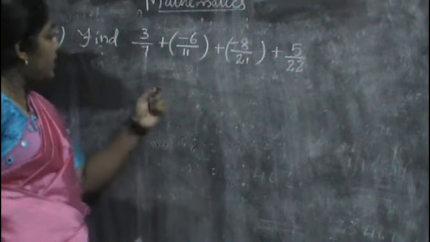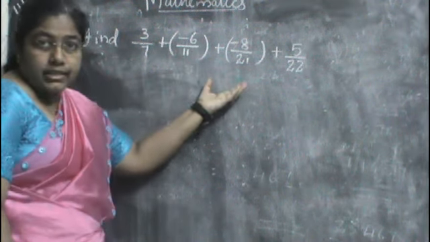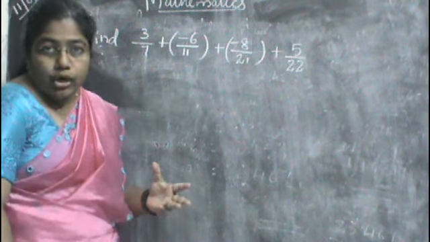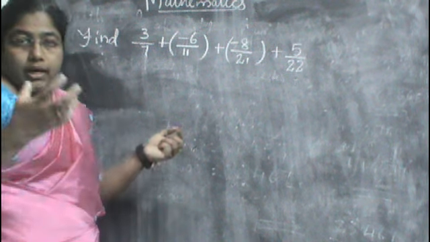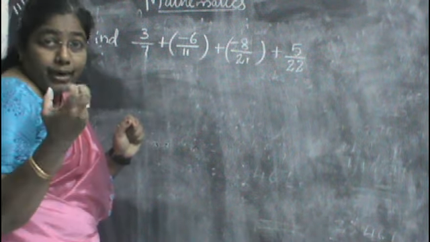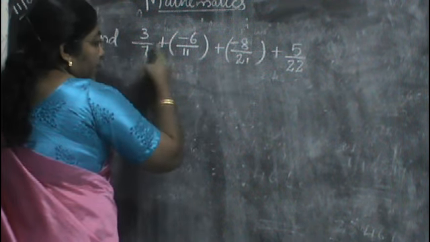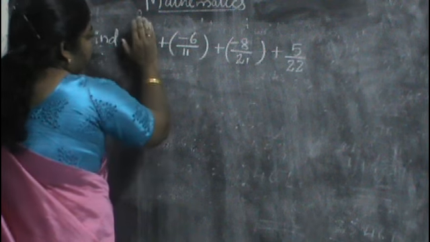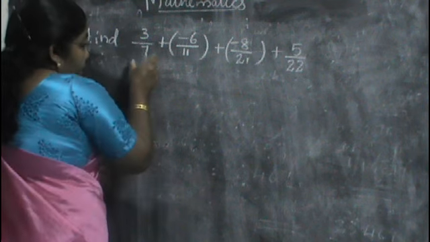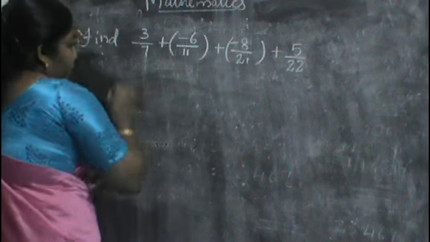All of you listen. These two are negative numbers, so we put brackets here. We can do this in a very easy way. How? Group two terms which have a common LCM. Here 7 and 21: 7 3s are 21. So we can group 3 by 7 and minus 8 by 21. Is it clear? Here also the denominator is 21, so we can group these two.